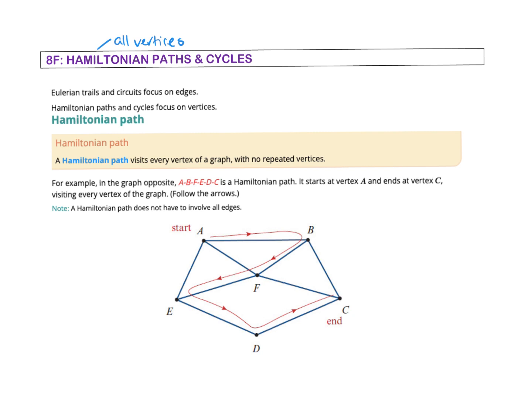As I said, in a Hamilton path you visit every vertex of the graph with no repeated vertices. They've got an example down here. If we go through it, I started at A, and then I go to B, F, E, D, and C. So that's a path. Now you don't have to use every edge. You have to use every vertex though.